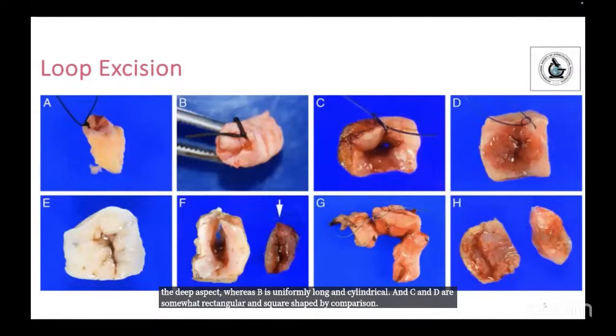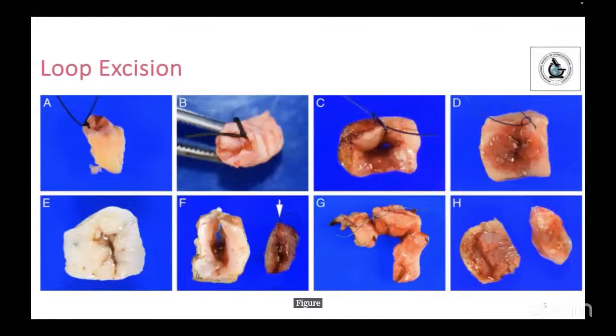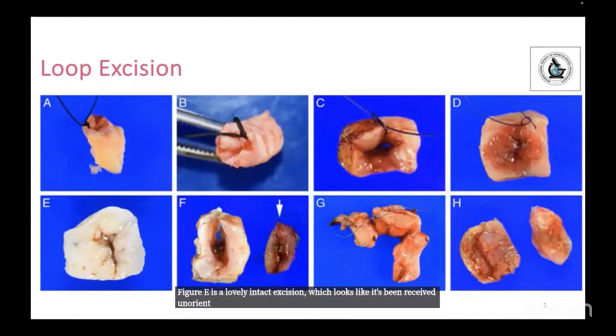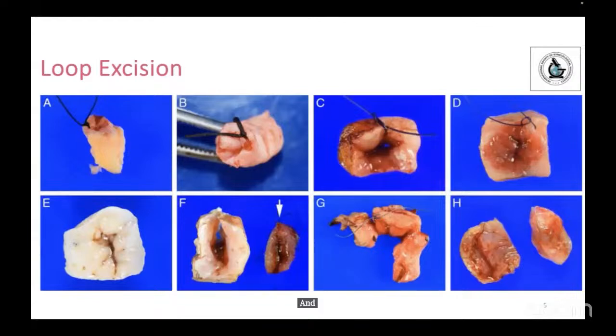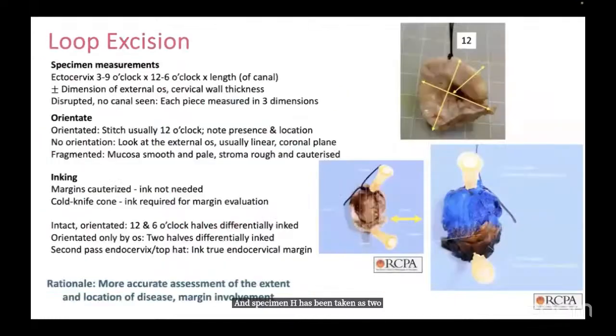The LEEP specimens along the bottom: figure E is a lovely intact excision, which looks like it's been received unorientated. Image F has come as 2 passes, so we've got a first pass and then a second deeper pass, or a so-called top hat, which is done to gain a deeper excision of the endocervical canal. Image G, as is often the case, has become partially fragmented in handling and has opened out. And specimen H has been taken as 2 separate passes.